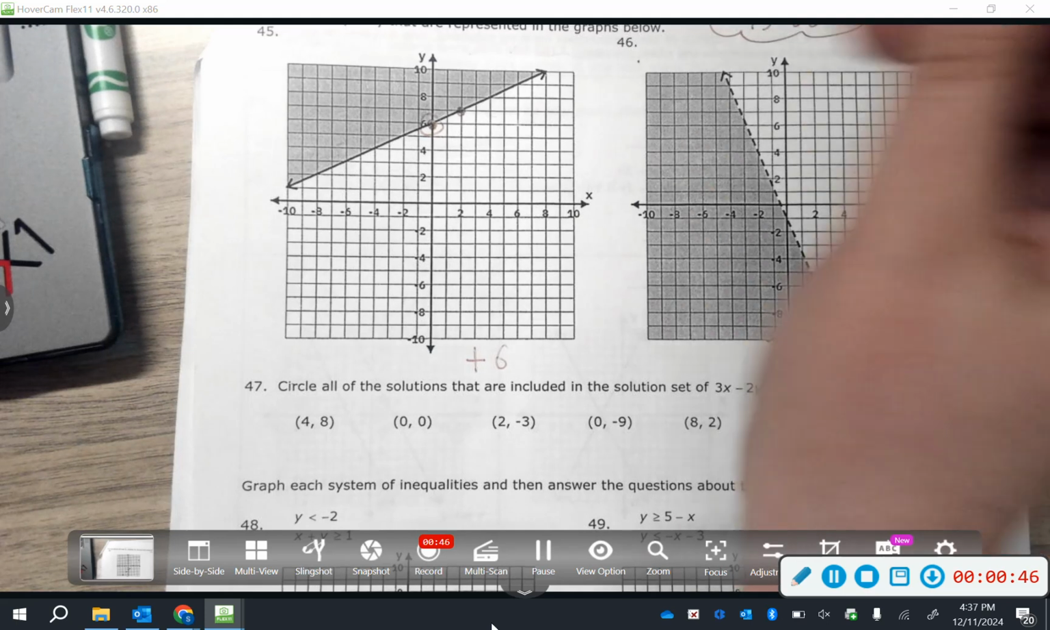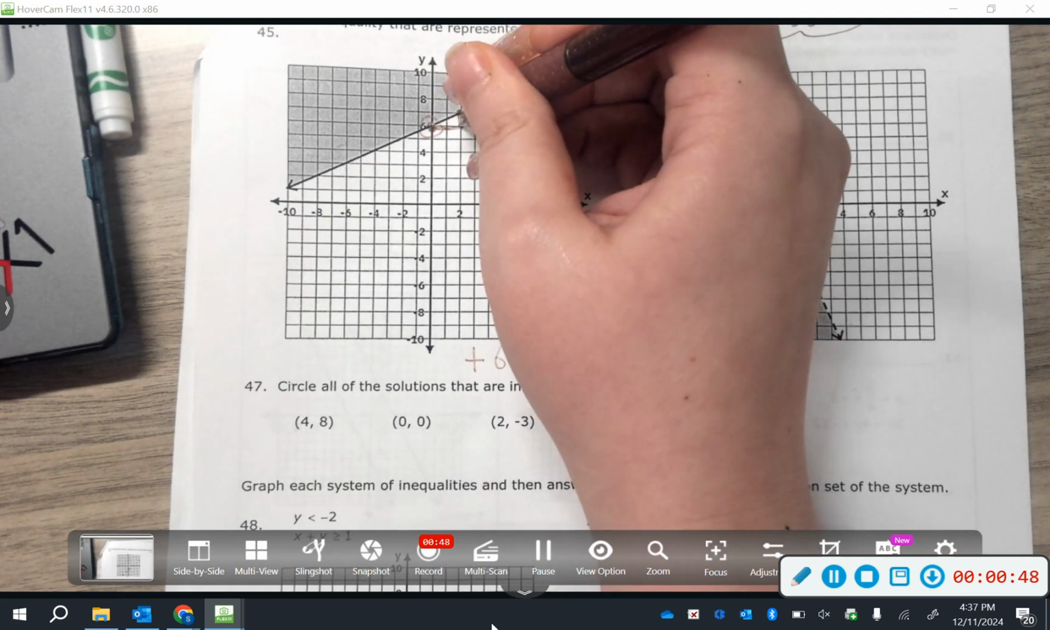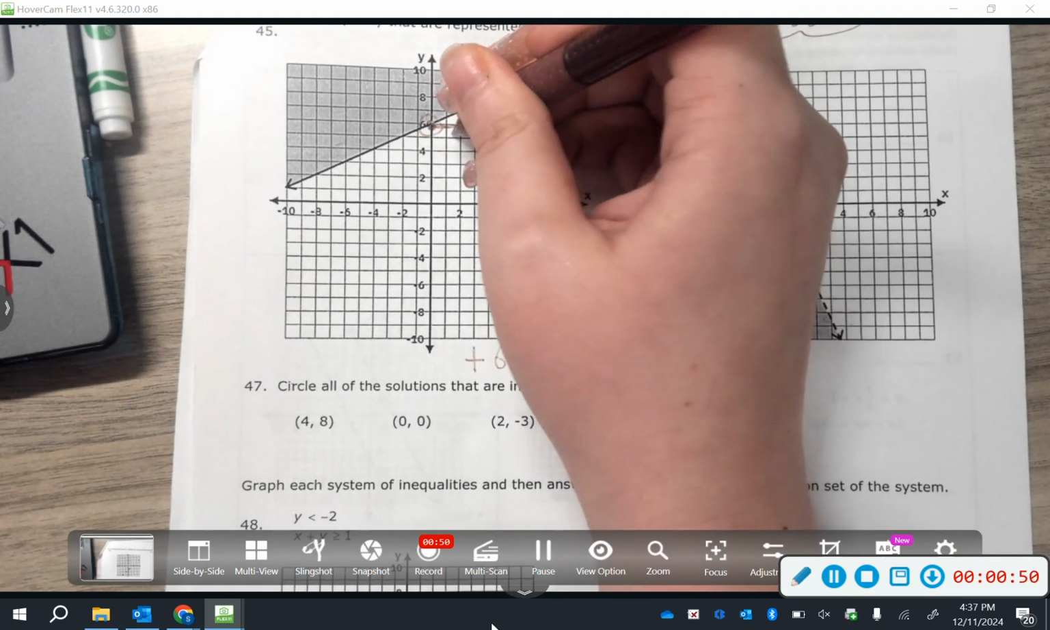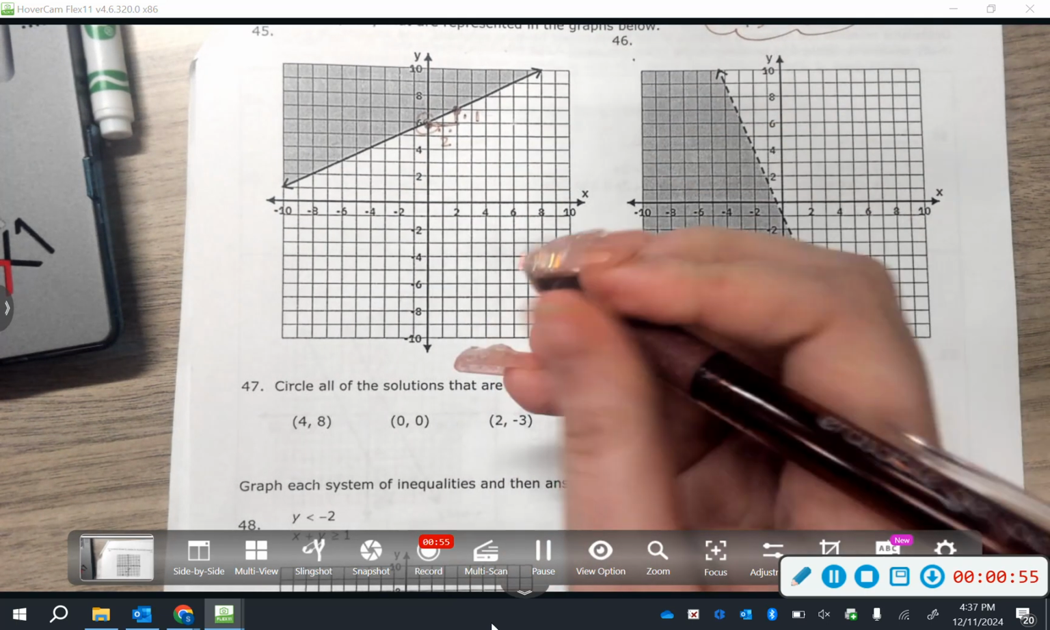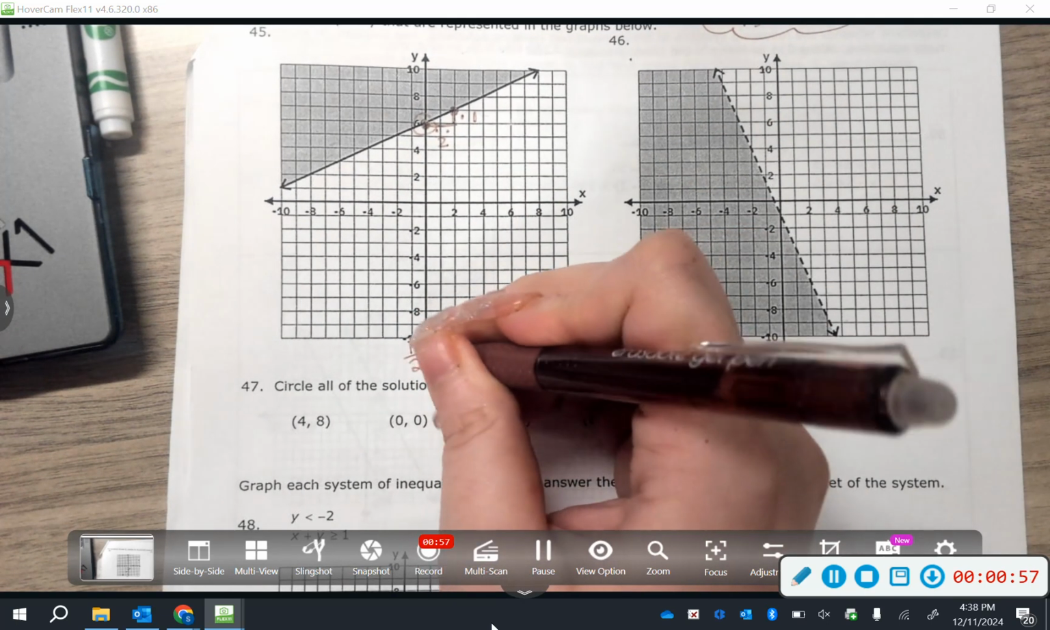So let's say I use this one. Make my triangle, do rise over run. My rise is 1, my run is 2, and my line's going up, so it's positive. So we have 1/2 x.